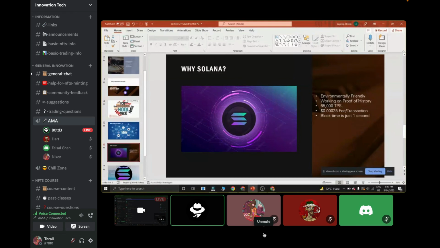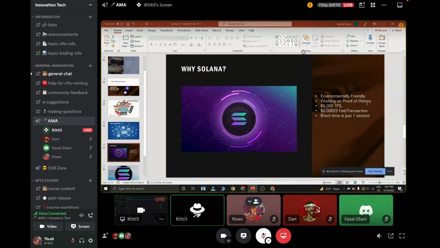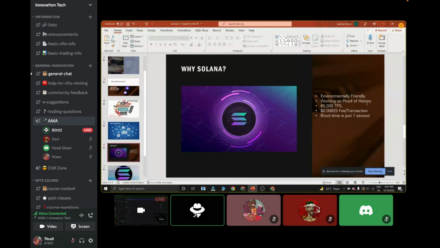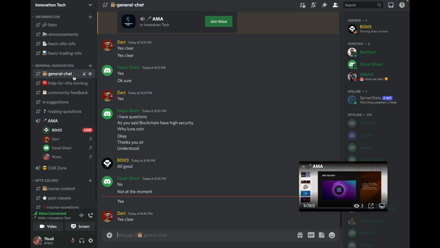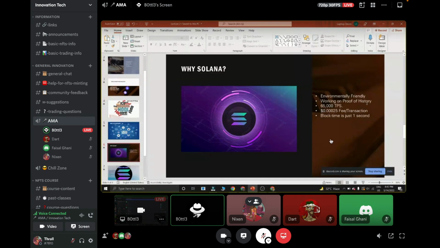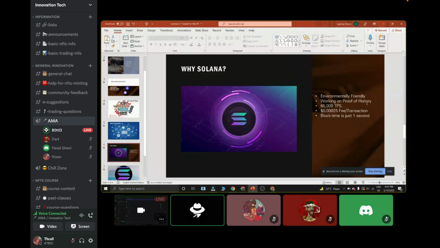The next point is the Solana blockchain is working on proof of history and proof of stake as well, as I just said. But if you check, the Ethereum blockchain is currently working on proof of work consensus. Because Ethereum is working on proof of work, that is why it takes a lot of electricity for Ethereum to confirm the transaction, and it is also very slow.